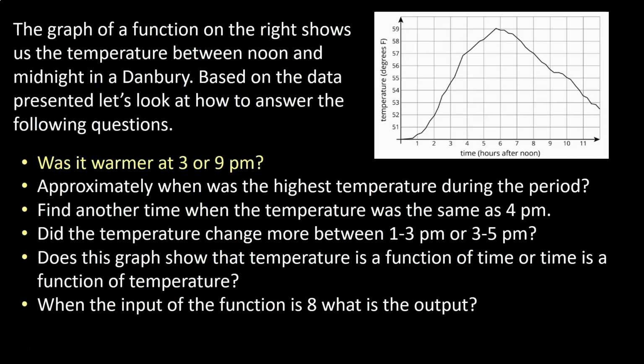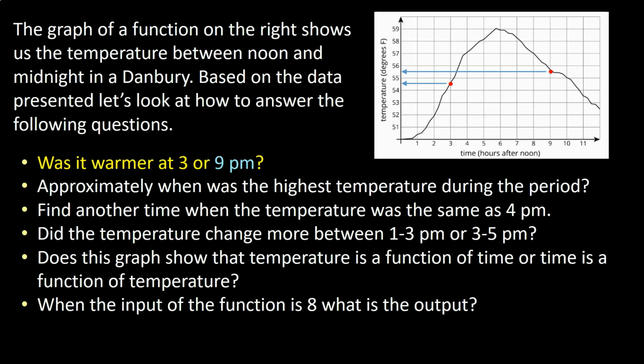Let's take a look at the first question. Was it warmer at 3 or 9 p.m.? We find 3 on the x-axis because that represents 3 p.m. We find 9 on the x-axis because that represents 9 p.m. We go across to the y-axis to find the respective values. For 3 p.m., 54.5 would be a good approximate answer. For 9 p.m., 55.5 would be a good approximate answer. So, was it warmer at 3 or 9 p.m.? 9 p.m. would be the correct answer.